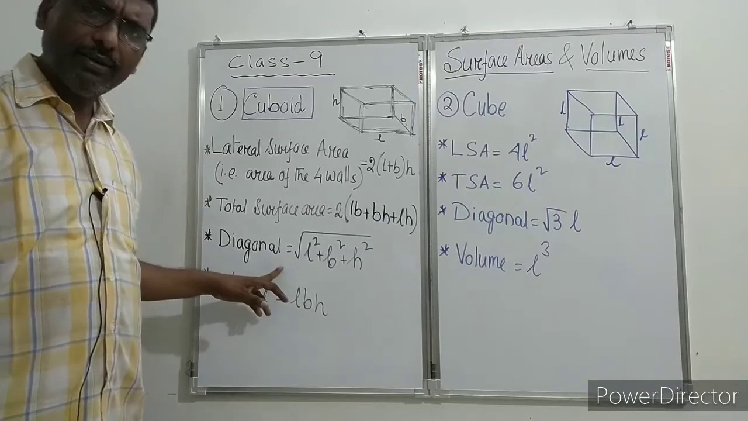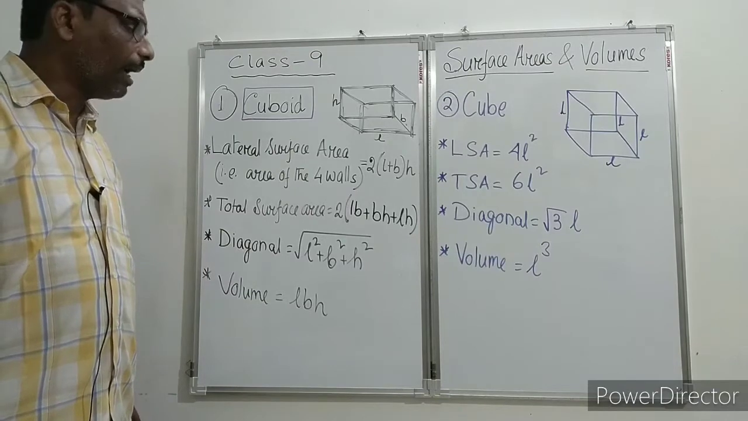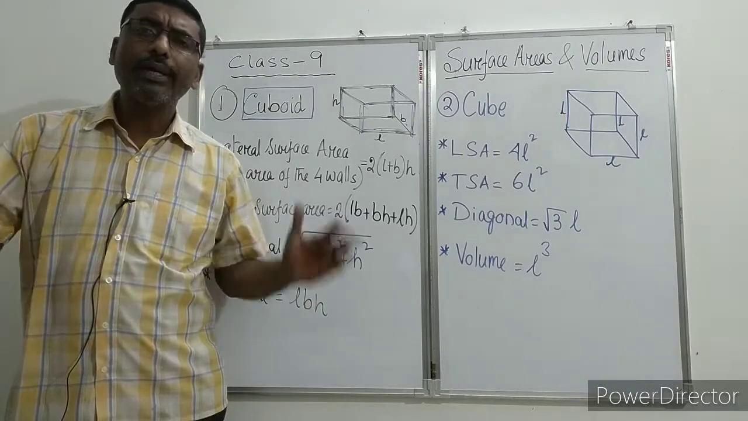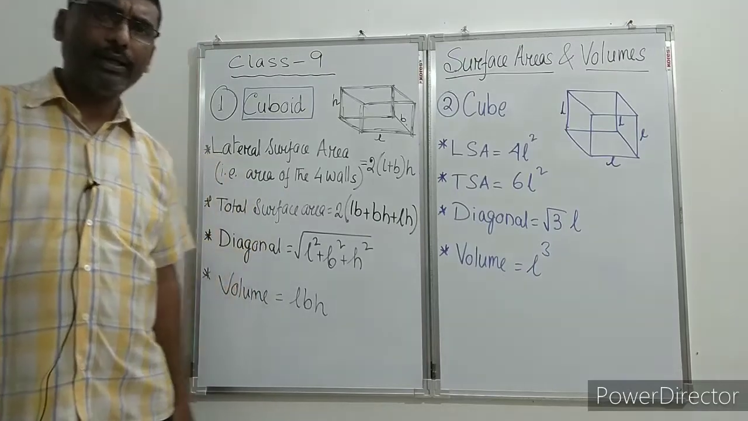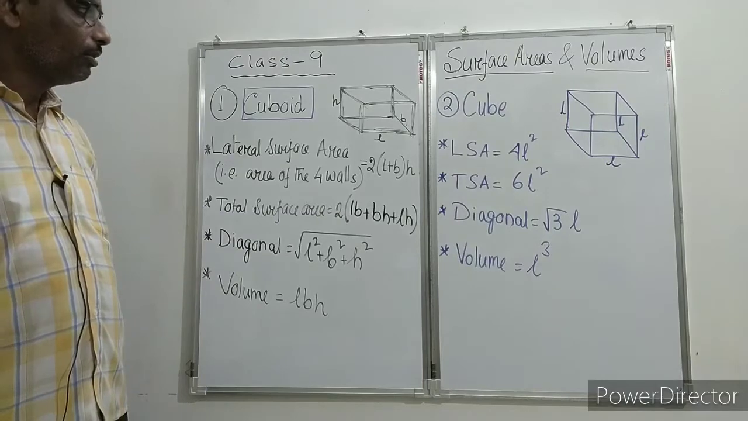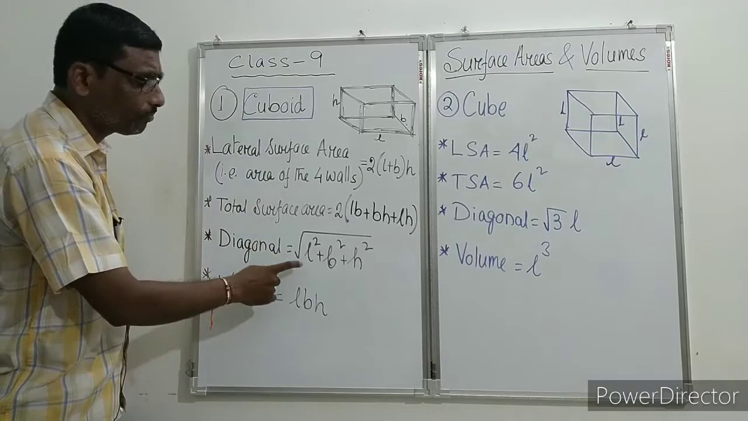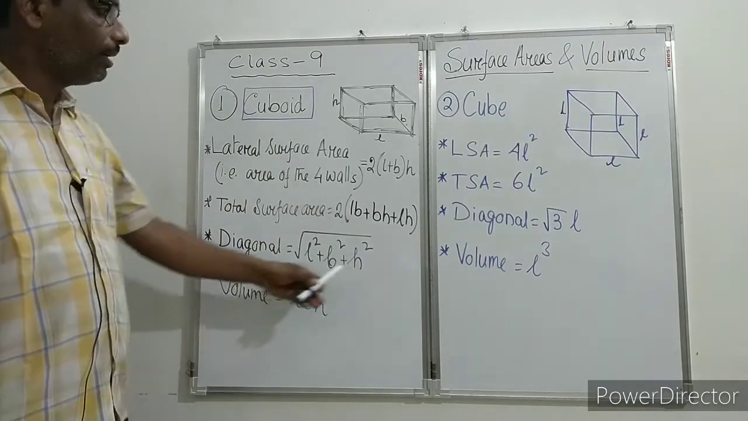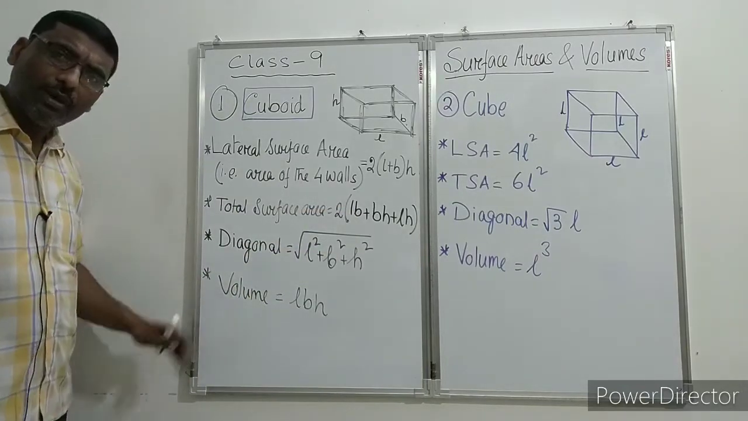Then comes the diagonal. Very important, this one. Generally a 1 mark question comes on the diagonal. What is the longest rod that can be put into a rectangular room or cuboidal room or cubical room, whatever it is? It will become the diagonal, because the diagonal is the longest. The diagonal of a cuboid formula is root over L square plus B square plus H square, where L, B, H are length, breadth and height.